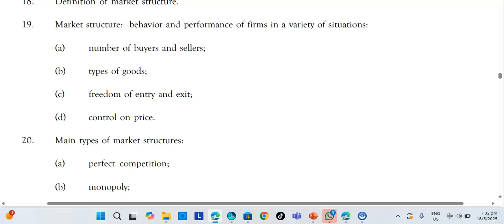Monopolistic competition. In this market structure, how many sellers do we have? Many sellers. How many buyers? Many buyers. Example, restaurants and clothing stores. Let's look at oligopoly market structure. How many sellers do we have? Few large sellers. Number of buyers, many buyers.